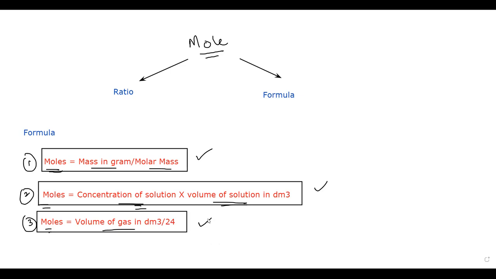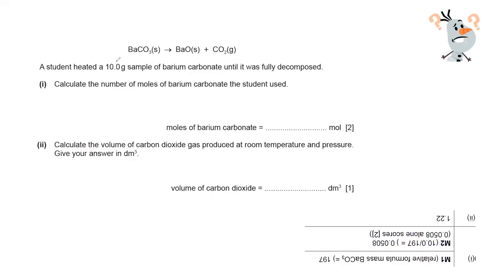So moving on to the next question, we have a 10 gram sample of barium carbonate. So we have the mass of barium carbonate. We need moles. What is the formula which relates moles with mass? Moles equal mass in gram divided by molar mass. Mass in gram is 10. But what about the molar mass? Molar mass means the molecular mass or atomic mass.